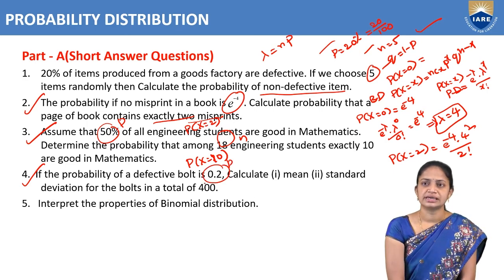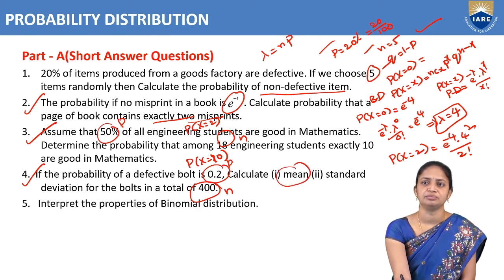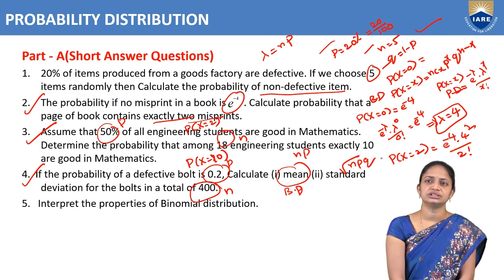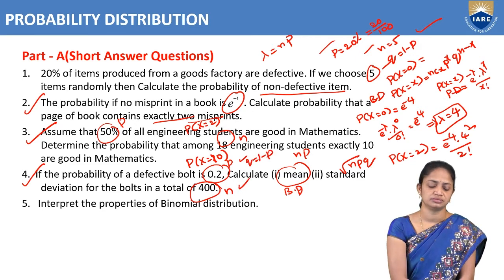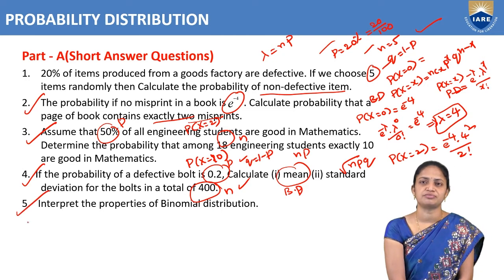Now coming to the fourth question: if the probability of a defective bolt is 0.2, so p equal to 0.2, calculate the mean and standard deviation for the bolts in a total of 400. That means n equal to 400. So we need to calculate the mean. If I use the binomial distribution, the mean is np, and the standard deviation is under root of npq. From that we can calculate. Already we know the n value and p value. What is q? q is nothing but 1 minus p.